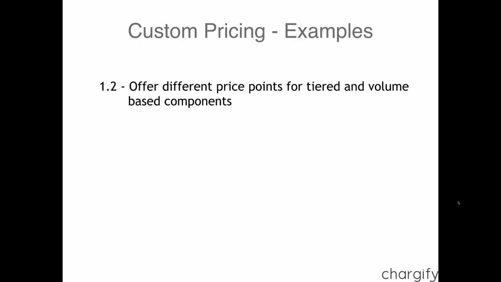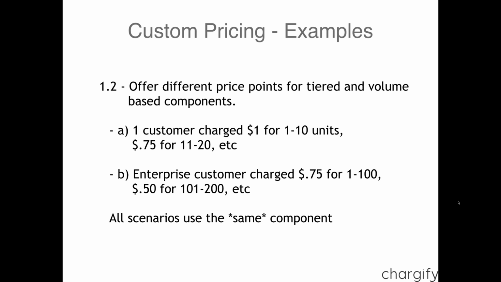And if you want to be more sophisticated, you could offer different price points for your tiered and volume-based components. An example would be charging one customer $1 for units 1 through 10, 75 cents for units 11 through 20, etc. And for an enterprise customer, perhaps you charge them 75 cents for units 1 to 100, 50 cents for units 101 to 200, etc. And again, all scenarios use the same component.